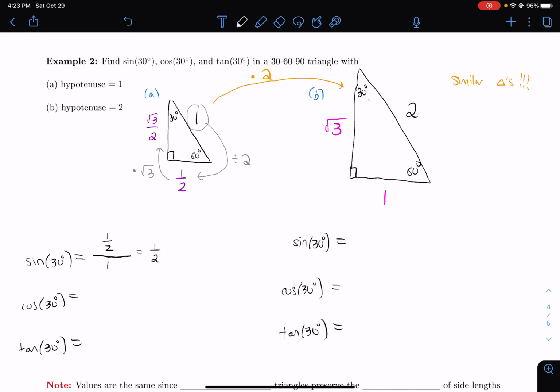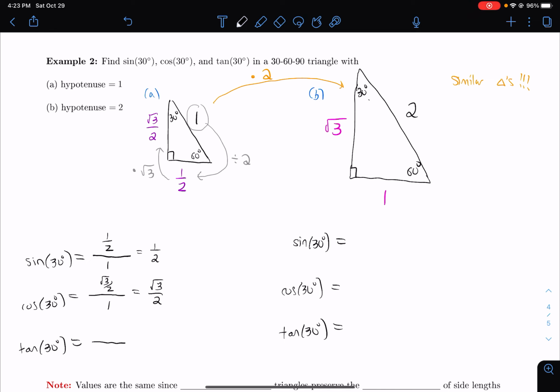Nice. Cosine. Well, cosine is adjacent over hypotenuse. And the adjacent side to 30 is the √3/2. That gets divided by the hypotenuse, 1. And something divided by 1 is just the something. So this is √3/2. Okay, let's do the same thing with tangent of 30.